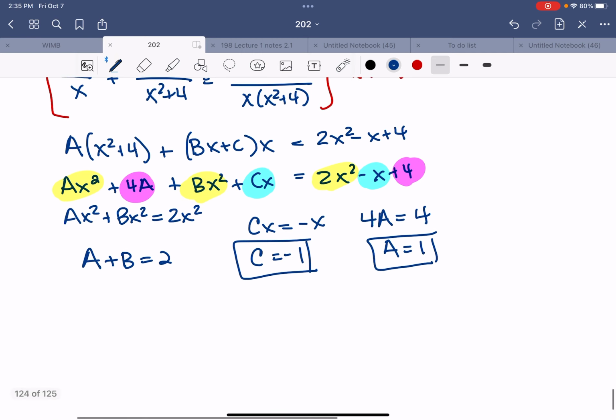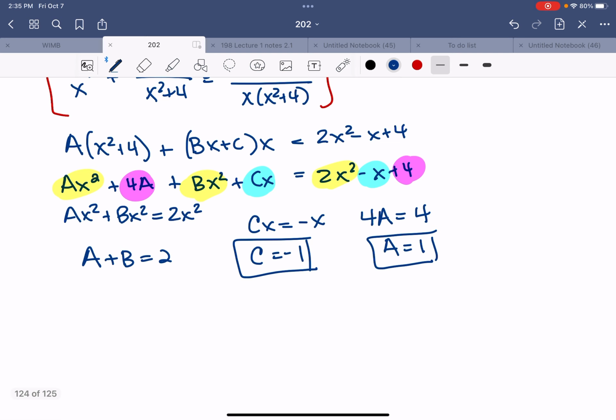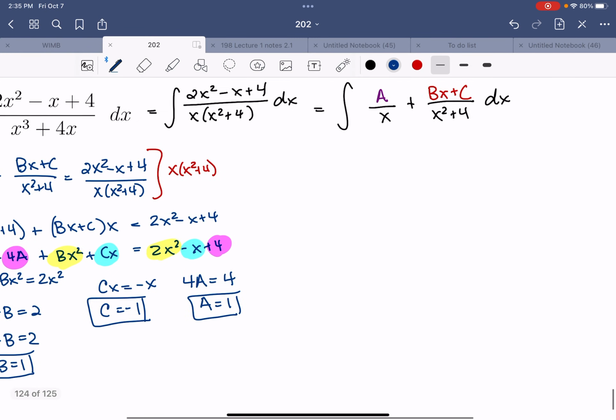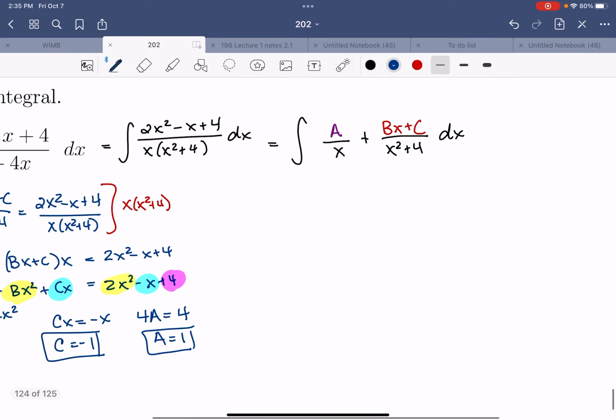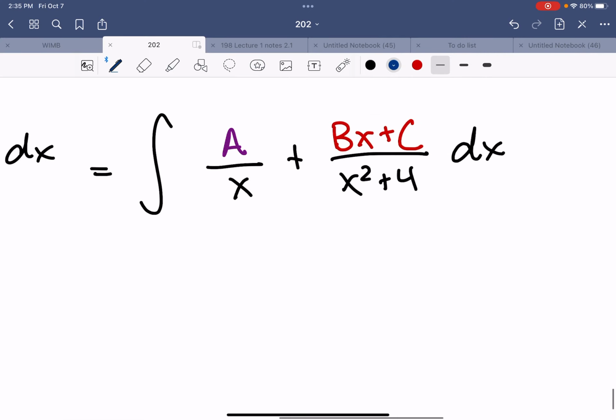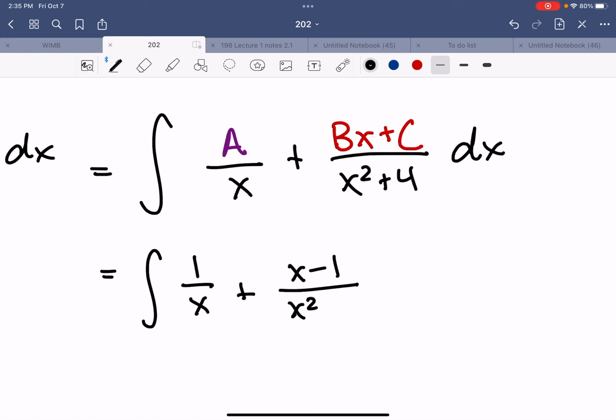Now that I know the a, I can bring it back all the way to the left here and plug it in. So I'll have 1 plus b equals 2. And when you subtract over the 1, you have that b equals 1. So now I've found my a, b, and c. So what I'm going to do is bring those back over. So a and b are both positive 1, and c is negative 1. So that means I'm going to have the integral of 1 over x plus x minus 1 over x squared plus 4 dx.